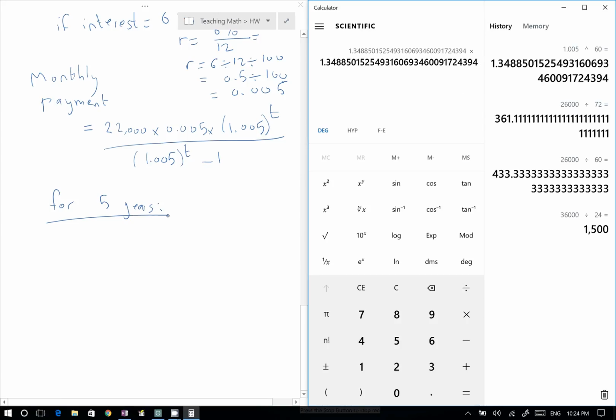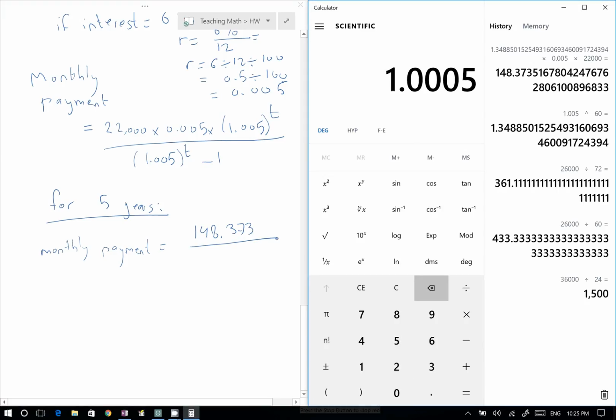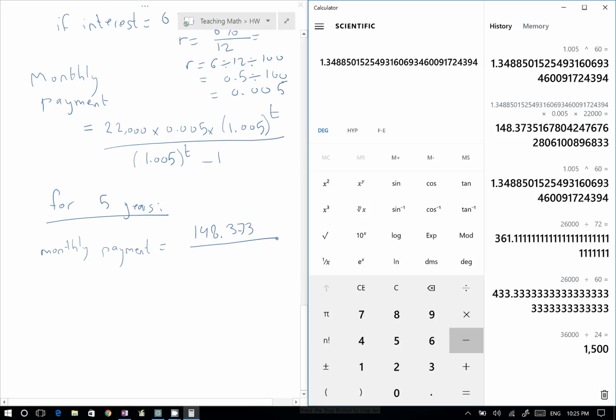Okay, multiplied by 0.005 multiplied by 22,000. So the numerator is $148.373. Denominator: 1.005 raised to the power 60 minus 1.